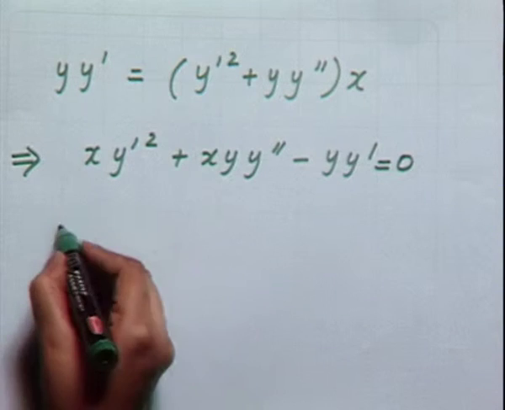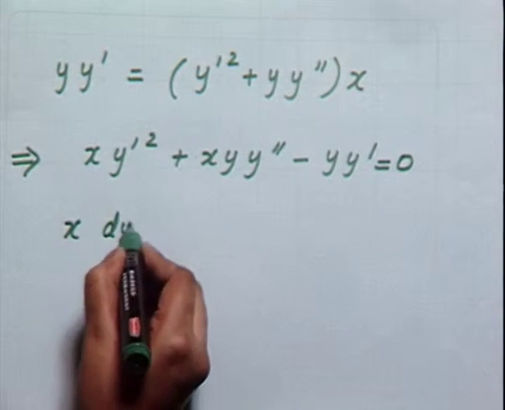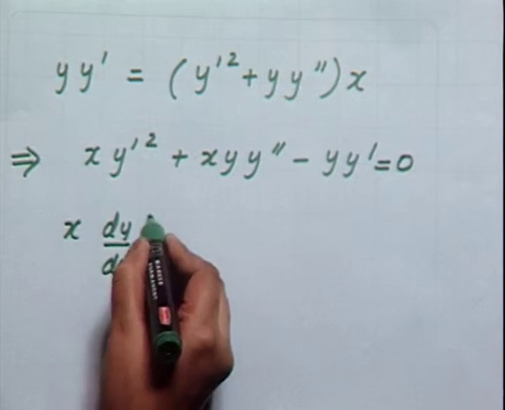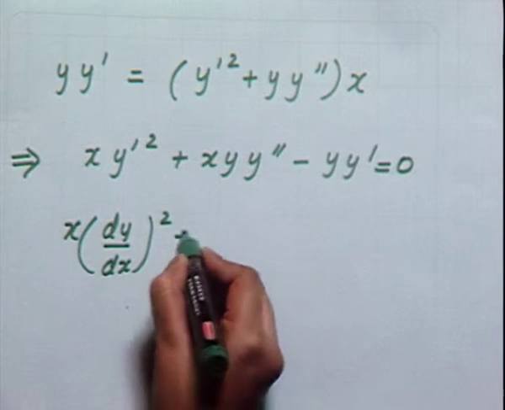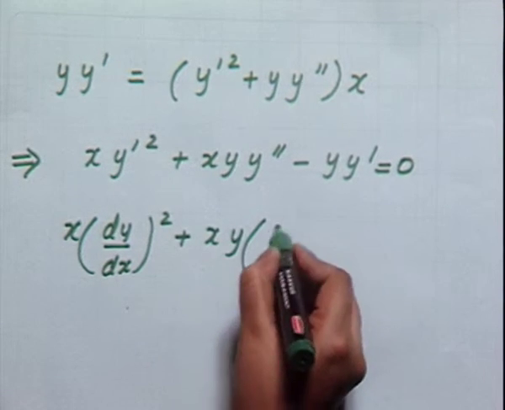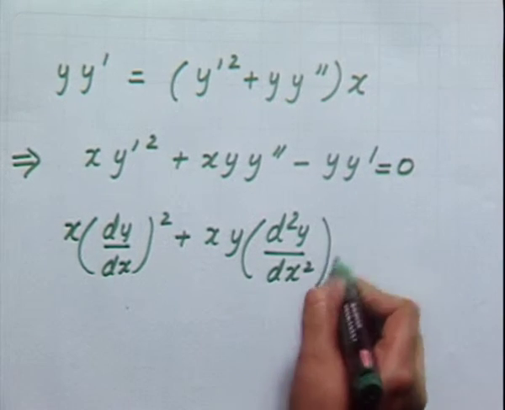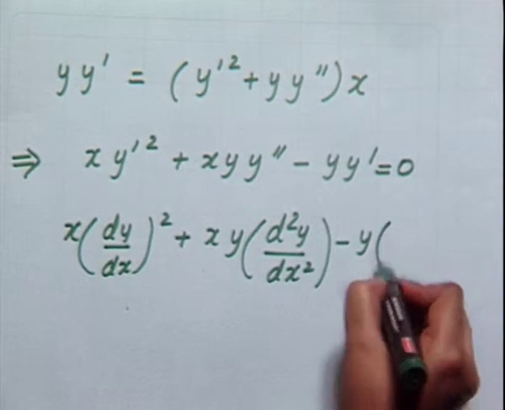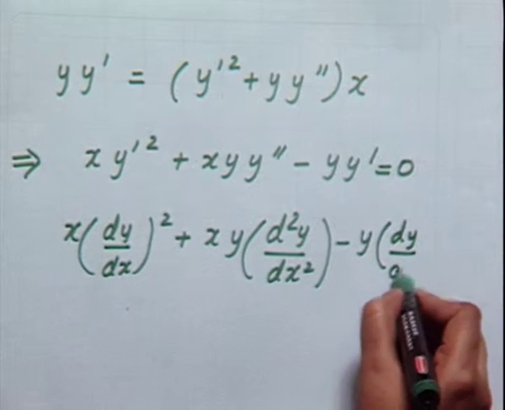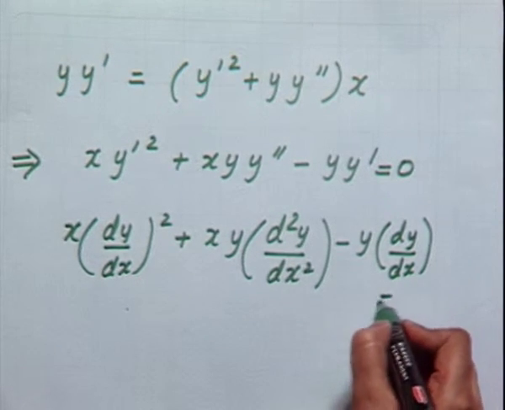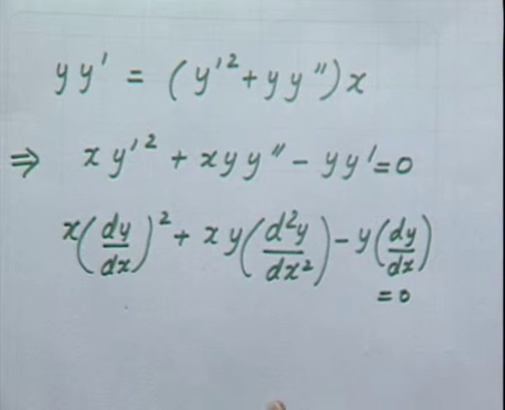To give it more particularly the form of a differential equation, you can always rewrite it as this. Rewriting y dash as dy by dx, y double dash as d2y by dx2, you will have the differential equation representing the given function as what we have here. Now the question on formation of differential equation can be asked in a slightly different form also.